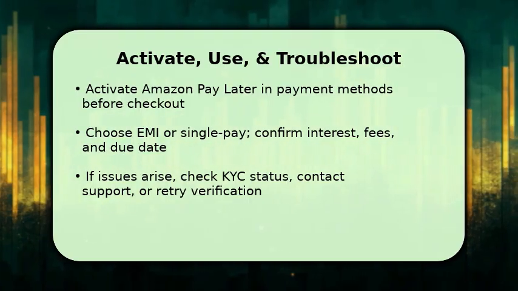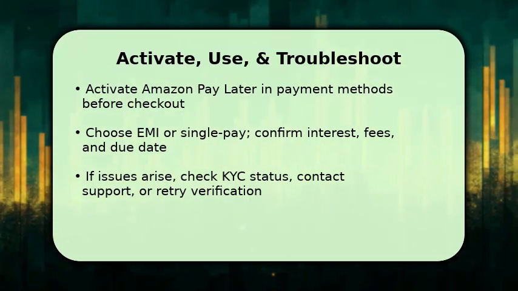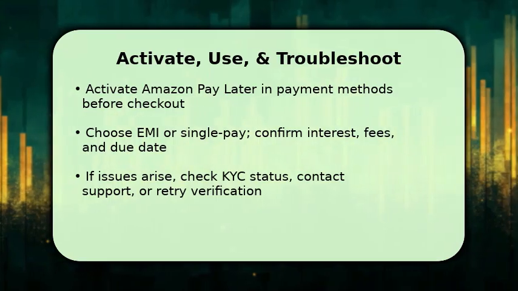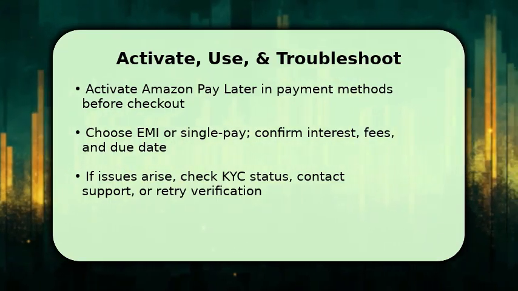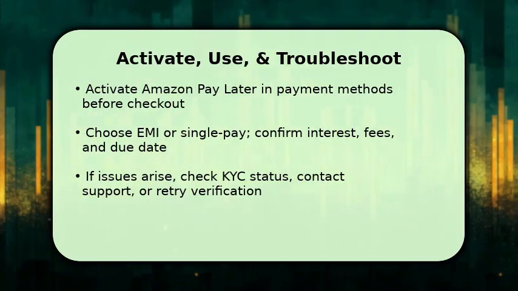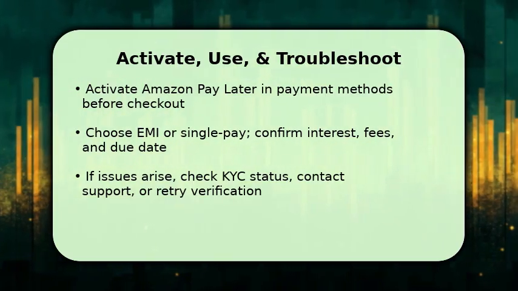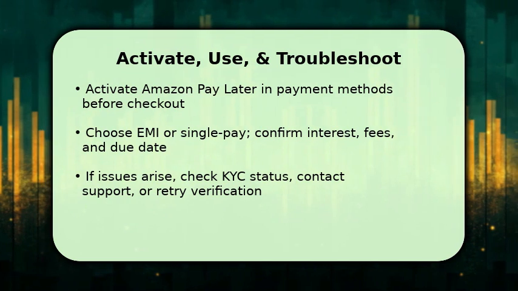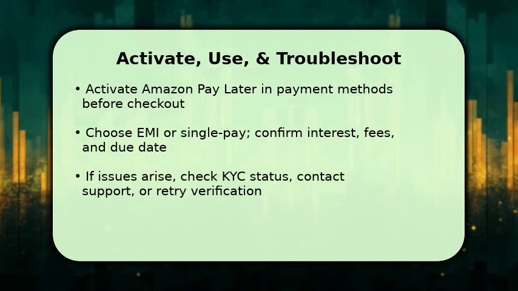If something goes wrong, like declined activation or mismatched limits, first recheck KYC and document status, then retry verification steps. If problems persist, contact Amazon Pay support with your application ID and screenshots so they can resolve verification.